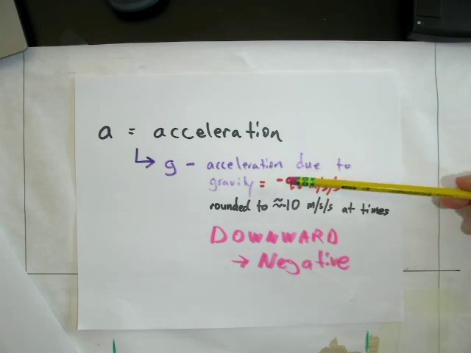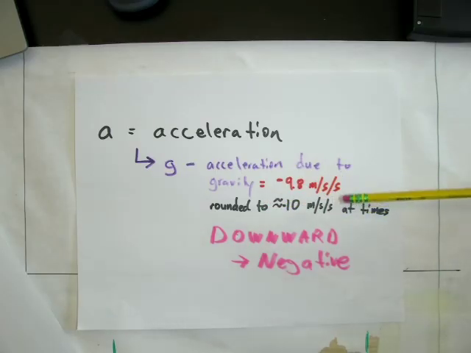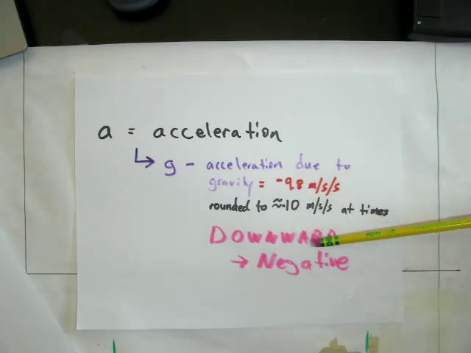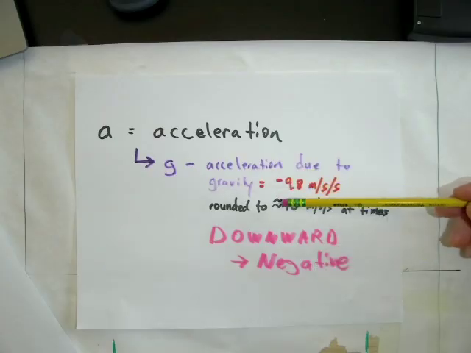It's typically valued at negative 9.8 meters per second squared. Occasionally we'll round it to 10, which is useful in quick calculations. It is always, always, always downward, and therefore always, always negative. A lot of times this gets messed up because we forget to put that negative in there.